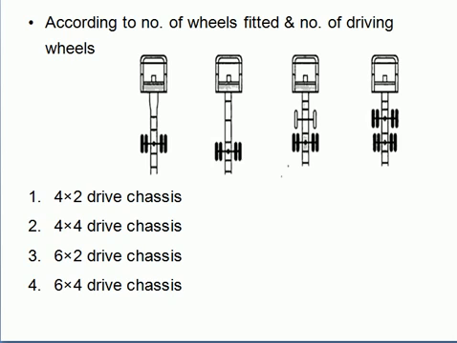Third type is 6x2 drive chassis. In this, 6 wheels are present in the vehicle. Out of these 6 wheels, 2 wheels are driving wheels. And last one is 6x4 drive chassis. In this, 6 wheels are present in the vehicle. Out of these 6 wheels, 4 wheels are driving wheels. These are the general types of the chassis.